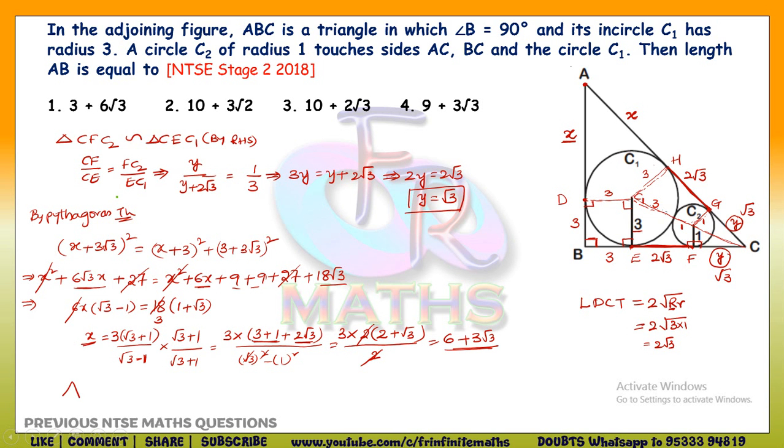But what do I need? I need the value of AB. So from the figure, what is AB? AB is nothing but x plus 3. So what is the value of x? I got x as 6 plus 3 root 3. So 6 plus 3 root 3 plus 3 gives me 6 plus 3 is 9, plus 3 times root 3. So likewise we can find the length of AB. So this is nothing but the answer, 9 plus 3 root 3.